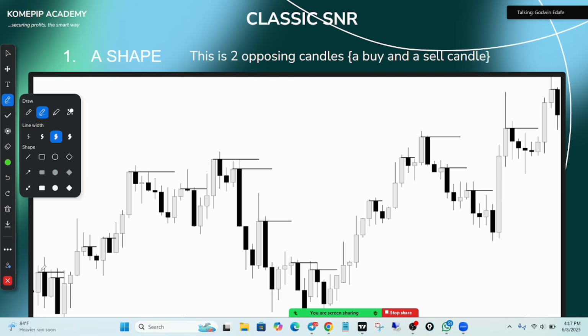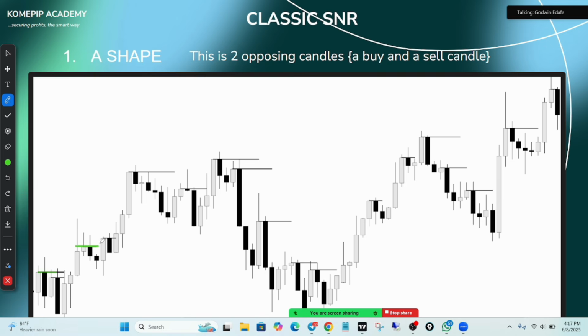As you can see, this is the A shape key level, A shape, A shape, A shape, and so on. Right, so we have the A shape key level right there. This is very important. And who can tell me why this is called an A-shaped key level?